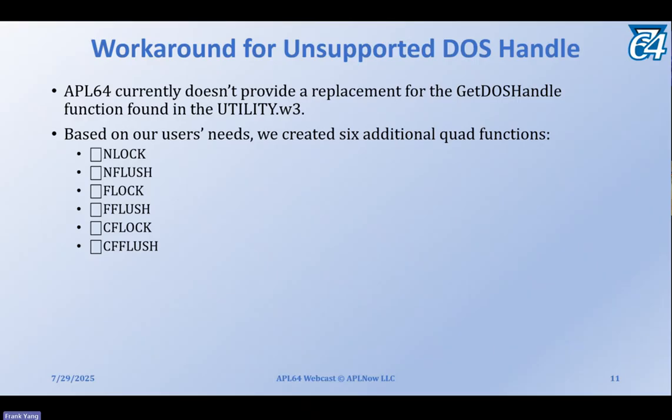This APL64 was developed using a more modern programming language that employs high-level abstraction such as file streams rather than direct file handles to simplify the file operations and enhance safety. APL64 cannot directly return a numeric file handle. Understanding the needs of our users, we developed 6 new file functions, namely quad-nlock, quad-nflush, quad-flock, quad-flush, quad-cflock, and quad-cflush.